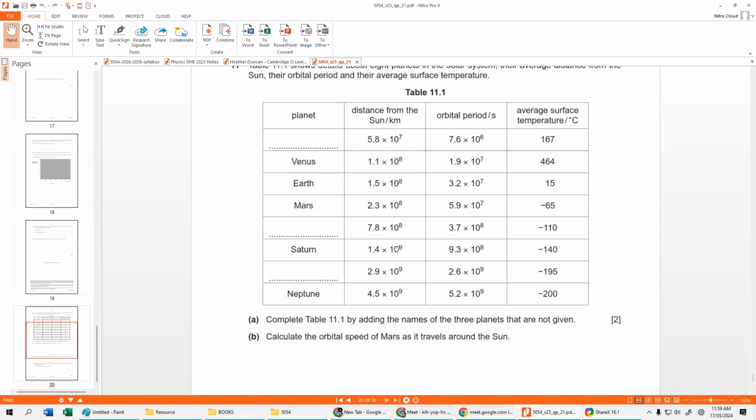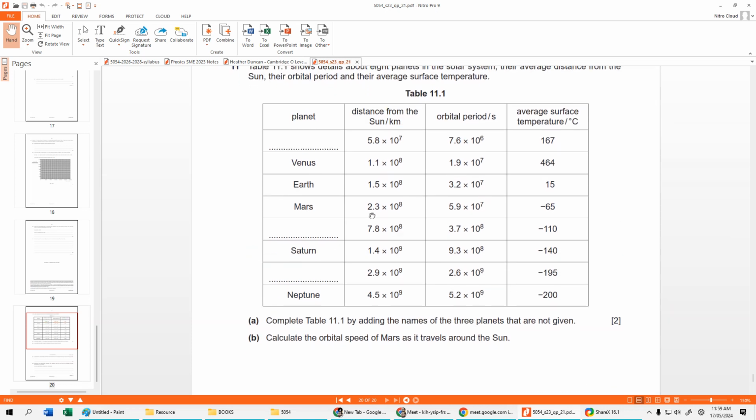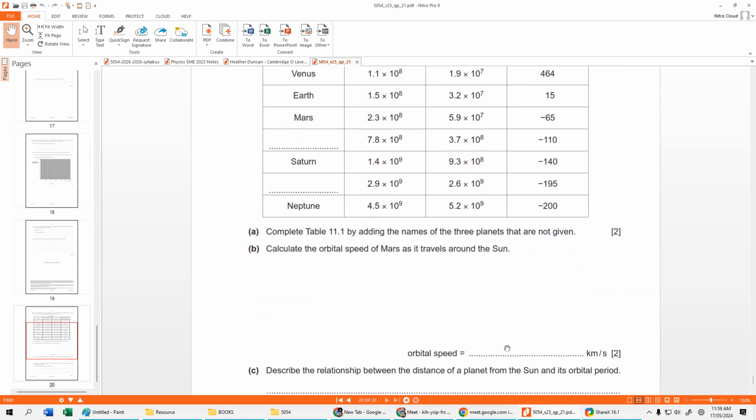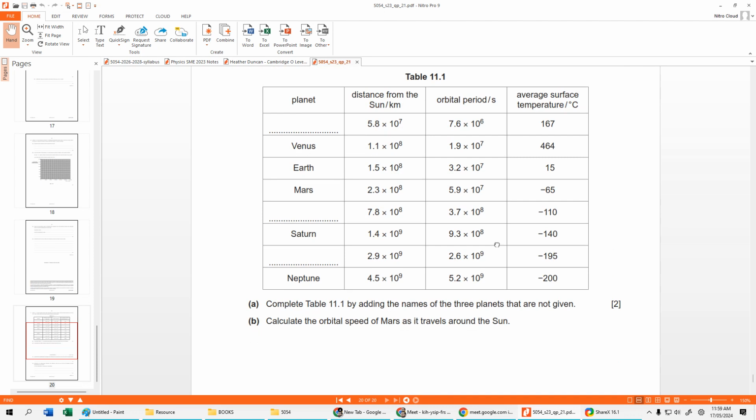Calculate the orbital speed of Mars as it travels around the sun. So Mars' orbital distance from the sun is given, this is the radius r, this is the time period t, so you do 2 pi r divided by t. The orbital speed will come out in kilometres per second. Important part: the distance is given in kilometres and the period in seconds, so you can use these values directly, no further unit conversion is needed.